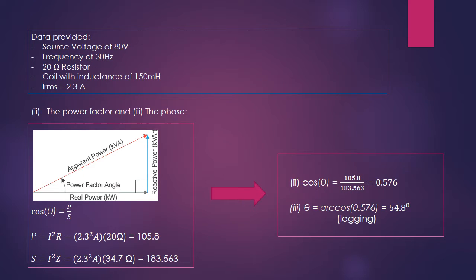Now that we've found the current, we can use our knowledge of the power triangle to calculate the real power and the apparent power. And now we put the real power over the apparent power to get the value of 0.576. And that's our answer for the power factor. And now using the answer for the power factor, we can take the inverse of cos of the power factor to find the phase angle.